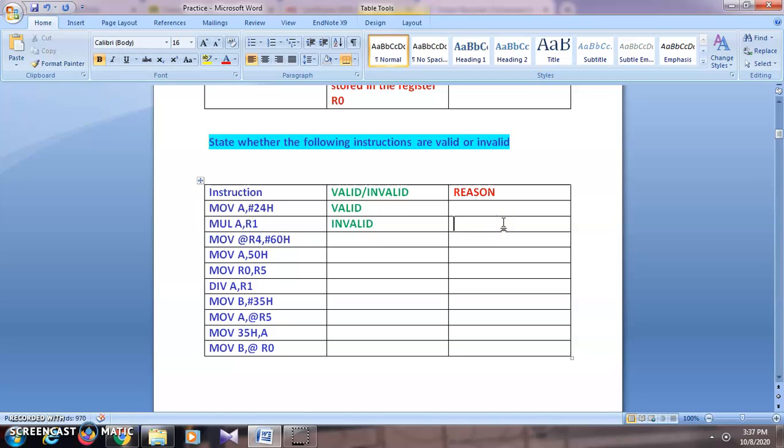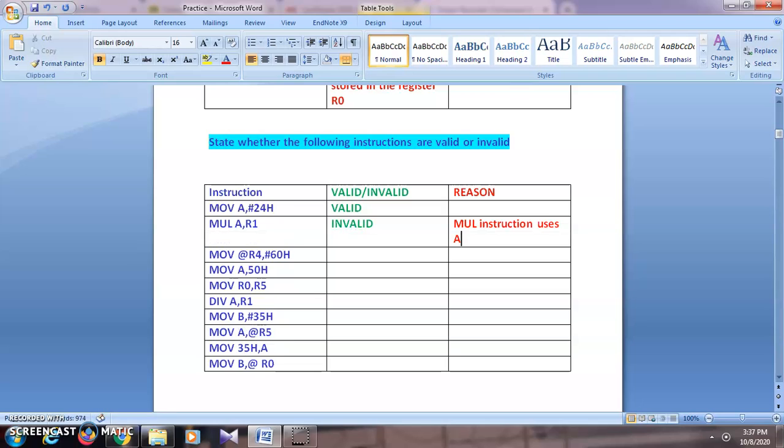Why? The reason being the MUL instruction uses only the registers accumulator and B. That is why this instruction is an invalid instruction.